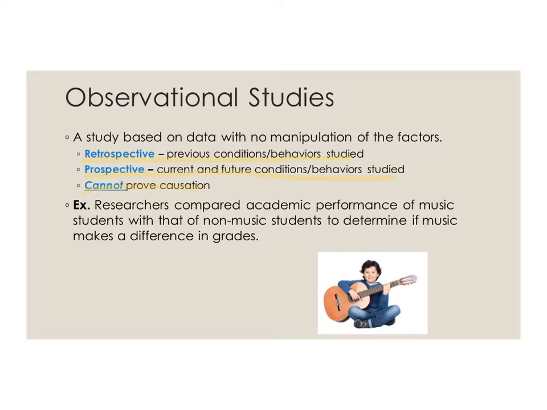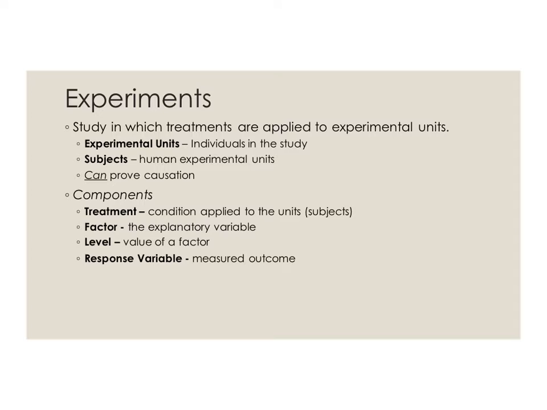Our example here is researchers compared the academic performance of music students with that of non-music students to determine if music makes a difference in grades. When we speak of experiments, this is a study in which treatments are applied to experimental units. The experimental units are the individuals in the study. The subjects are human experimental units, and experiments can prove causation.